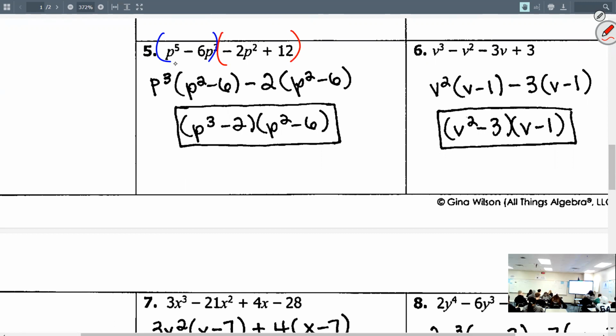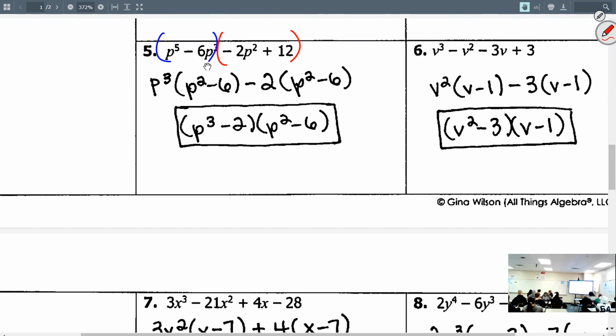All right, so the GCF of the first group is p cubed. Divide it from each term. p squared minus 6 is what you get. From the second group, the GCF had to be a negative 2 if I was going to end up with a common binomial as the first one.